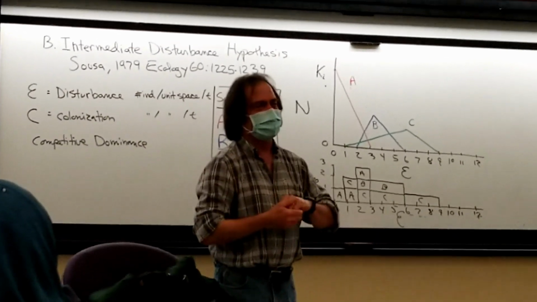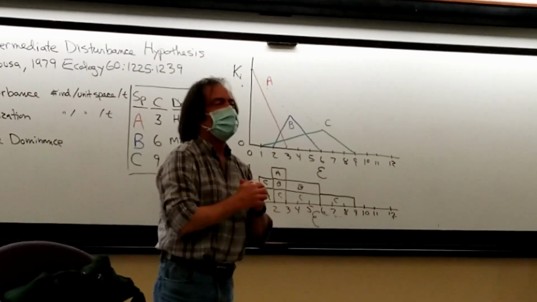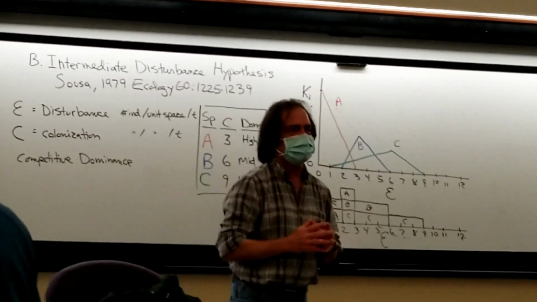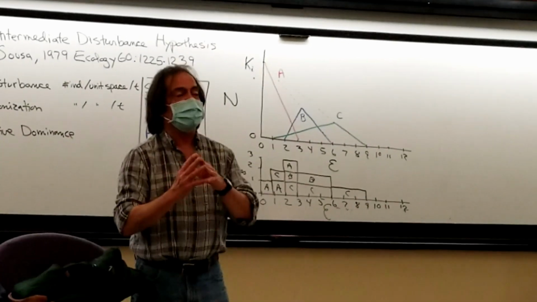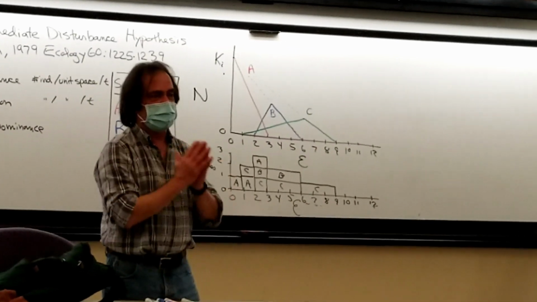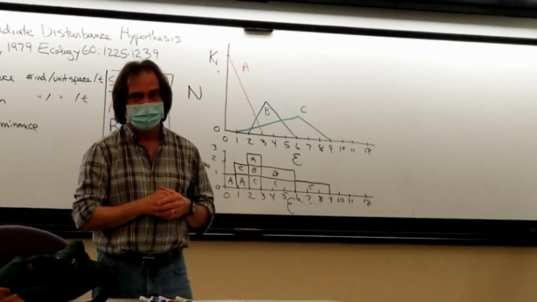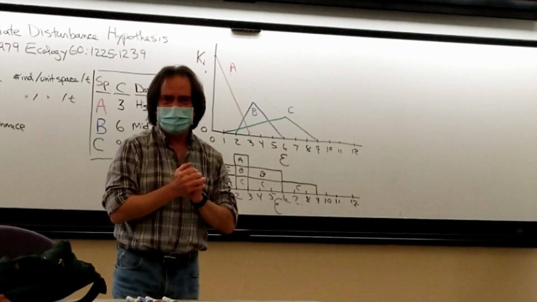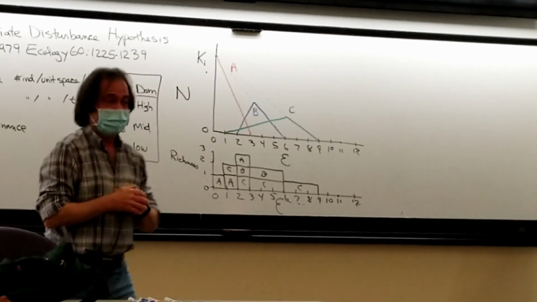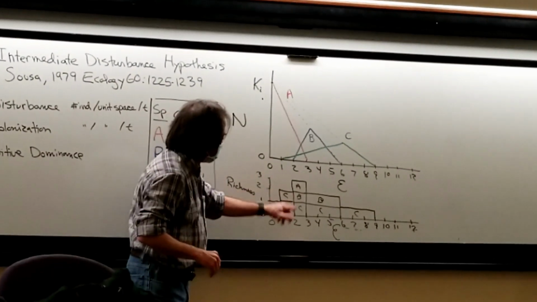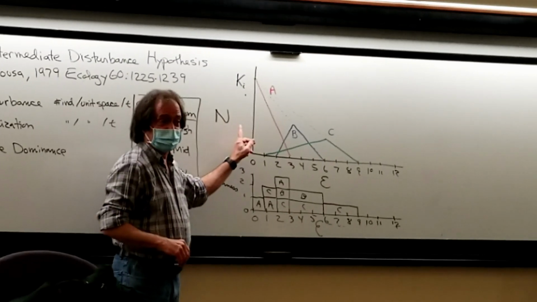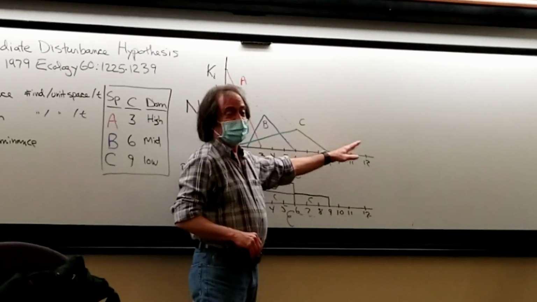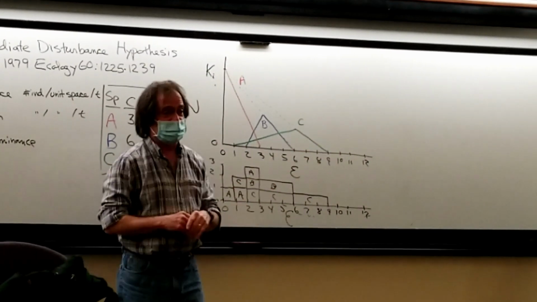Intermediate, right? It's an intermediate. So, why do you not get the greatest amount of richness at the lowest levels? Competition. You don't get the highest species richness at the lowest because of competition. Why don't you get them? There's very little competition at high levels of disturbance.